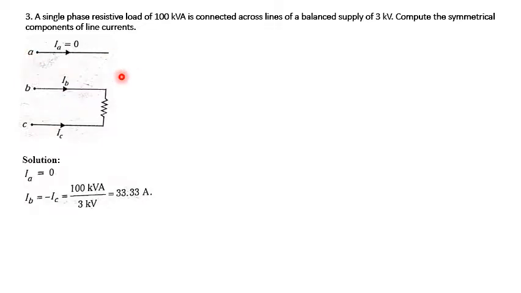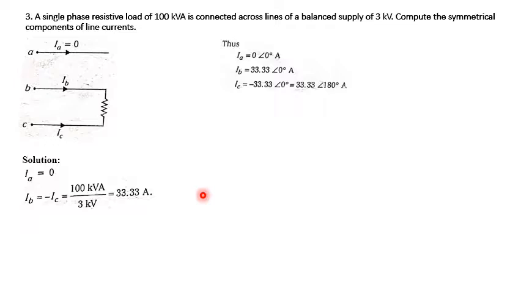Because phase A is open, the current is not flowing across A. So straight away we can write IA is equal to 0. Here we should have a return path, then only the current will flow into the network. If B of the circuit is carrying the current, it should return through C, or vice versa, C to B. So IB can be written as minus of IC. We have to calculate the current: the load is 100, the voltage is 3. 100 kVA divided by 3, you will get 33.33 amperes of current.